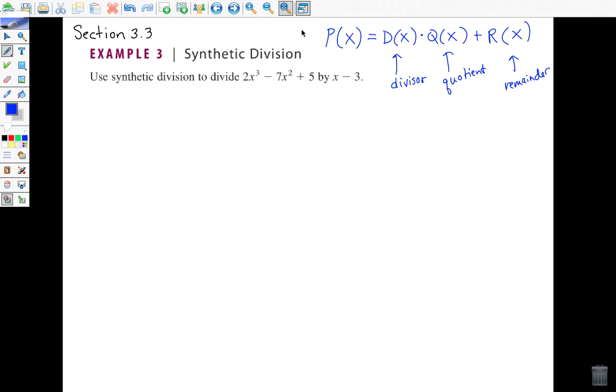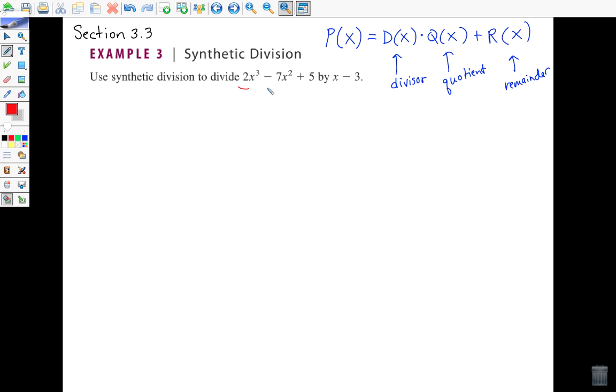Okay, so section 3.3, this is synthetic division. So we are still dividing. We're still going to write our answers in the form P of x equals D of x times Q of x plus R of x. Synthetic is just a faster way to divide than long division. So what we're going to do is look at the coefficients of our terms.